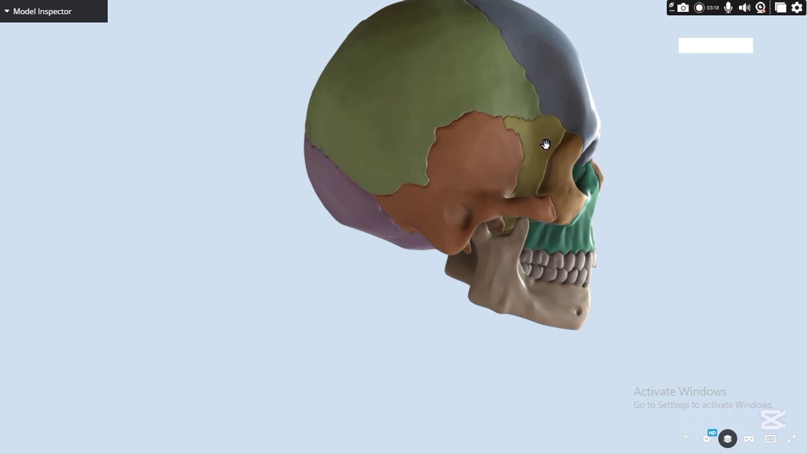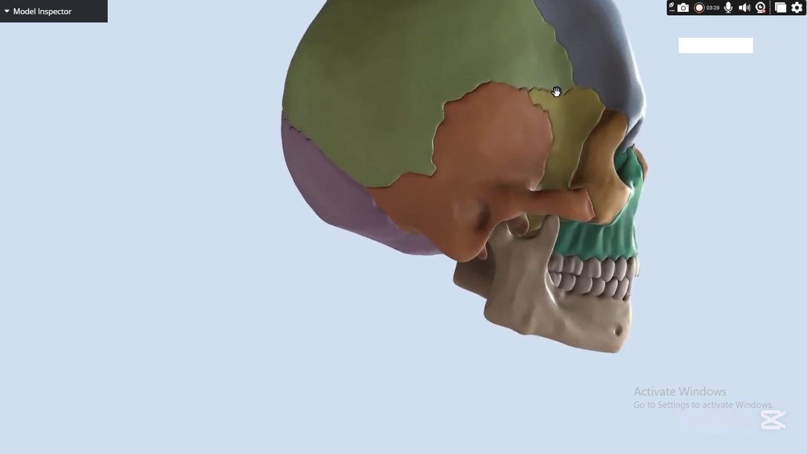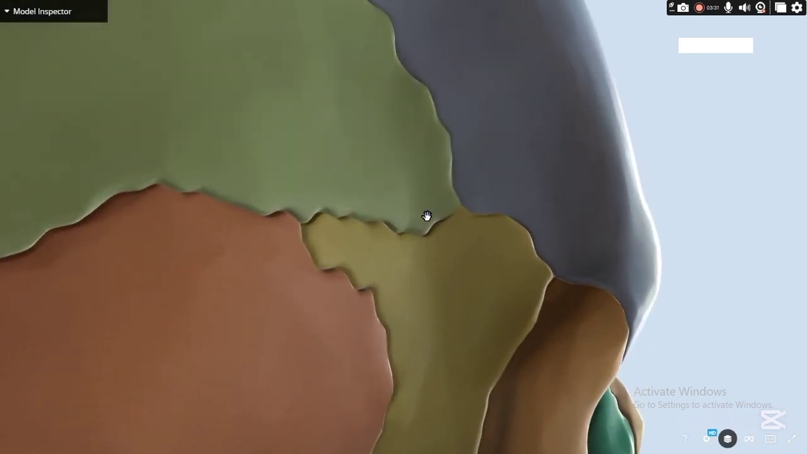Now, this suture here between the sphenoid bone and the parietal bone is called the sphenoparietal suture. This suture which I am outlining is called the sphenoparietal suture.